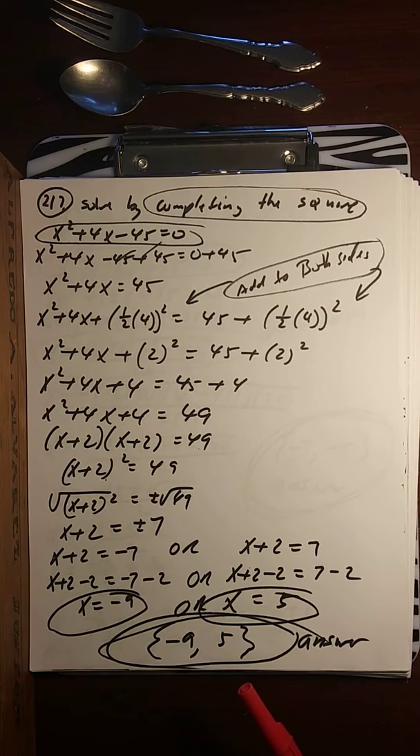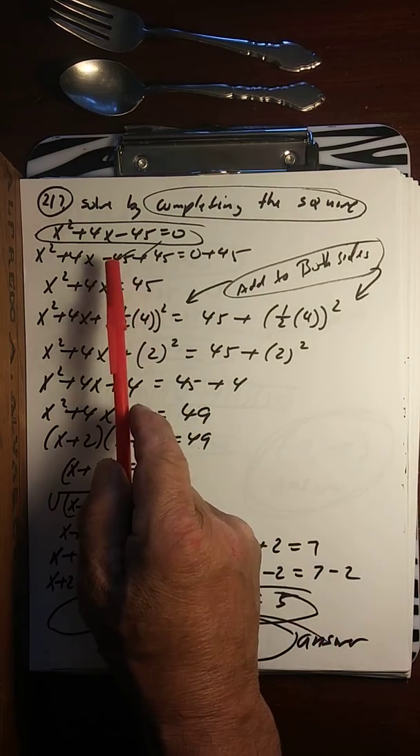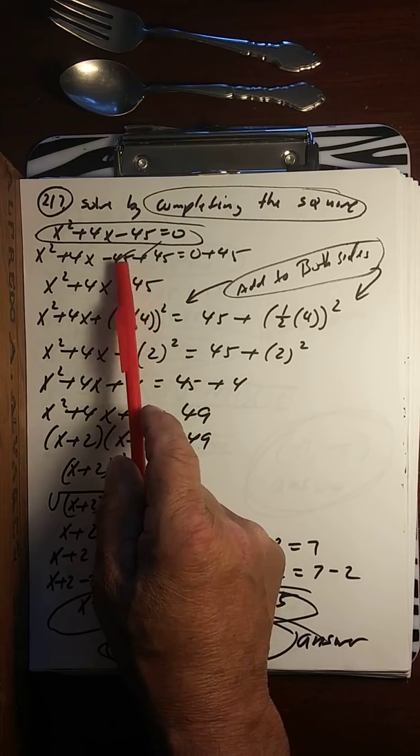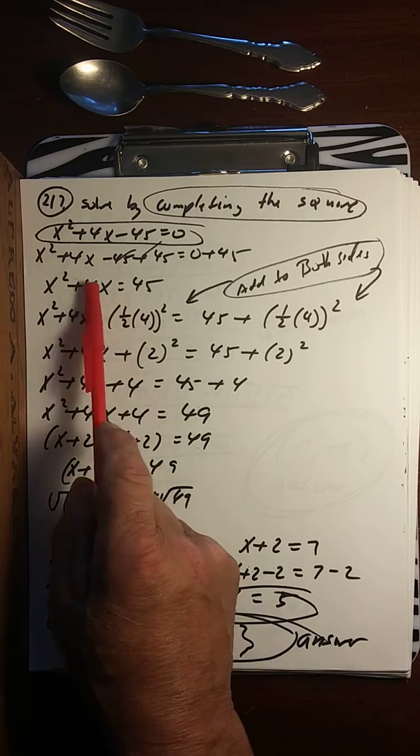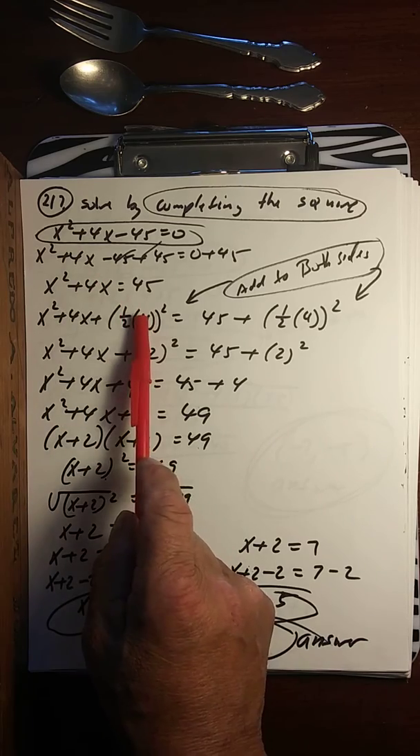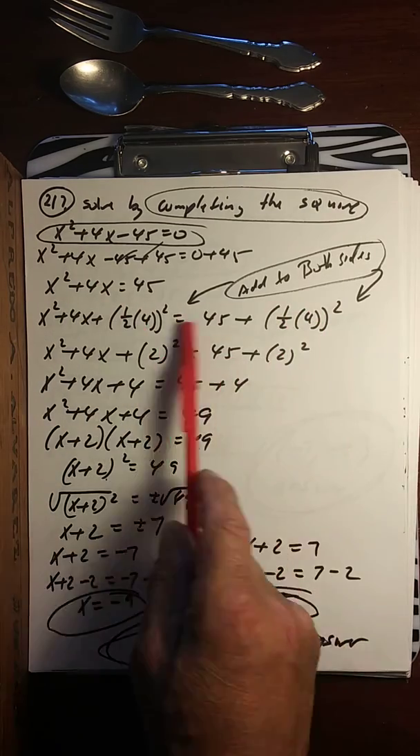Solve by completing the square. Okay, so what you're going to do is first rewrite it. Add 45, so x squared plus 4x is 45. Take half of this number, square it, and add it to this side and to the other side. Add it to both sides.